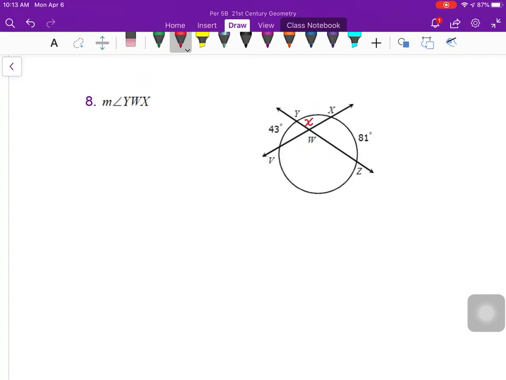Angle YWX. Well, angle YWX is actually this one up here. But before we can find that one, I think we'll find this one first.